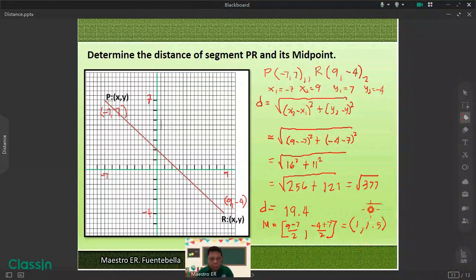Okay, so this is the midpoint of the two given points. So 1 and 1.5. So here is its midpoint. So this is 1 and 1.5. This is the midpoint of segment PR, or the midpoint between point P and point R.